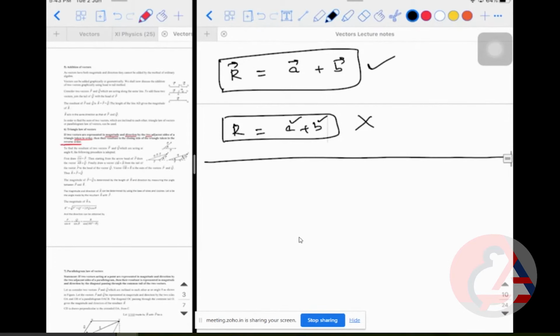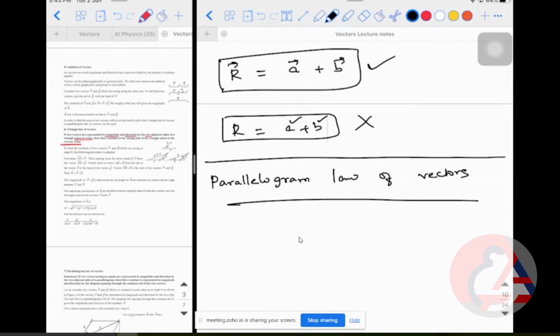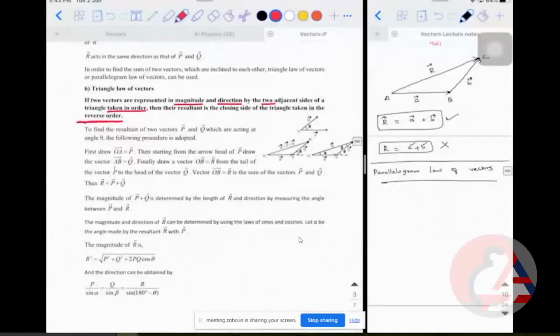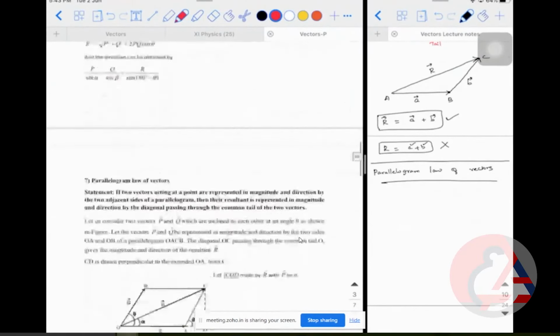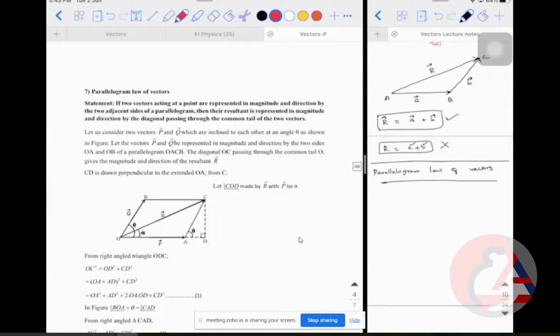The next law is called the parallelogram law of vectors. Since we are saying triangle of vectors, those vectors are represented along the sides of a triangle. For parallelogram, obviously the vectors should be represented along the sides of a parallelogram, as simple as that. But there is a small difference. I'll explain when to apply the triangle law and when to apply the parallelogram law. First, let's complete the parallelogram law of vectors.